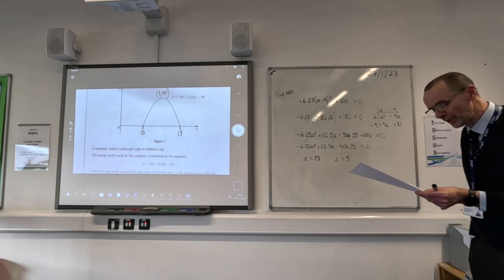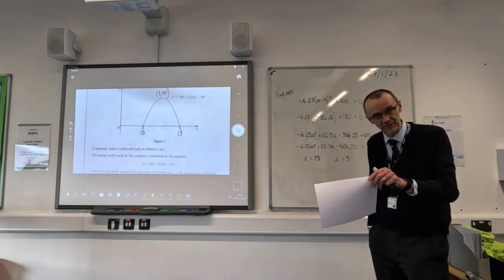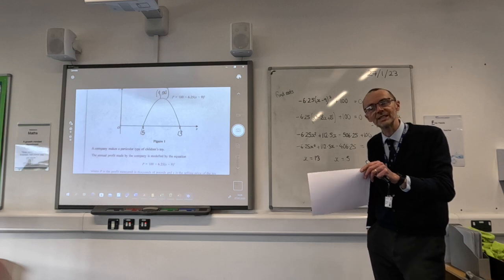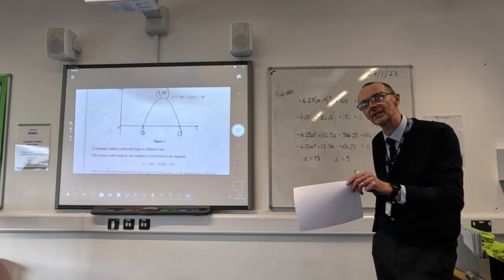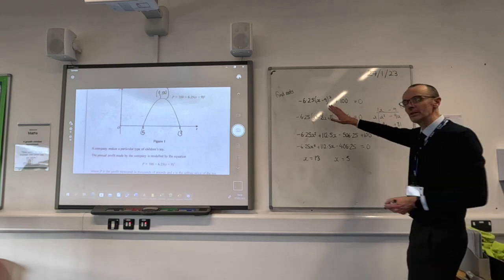And then state according to the model. Now, it's interesting that it uses the word state. That's a key command word which indicates you really shouldn't have to do any calculation. And that's because this form, and do you notice how I've rewritten it?